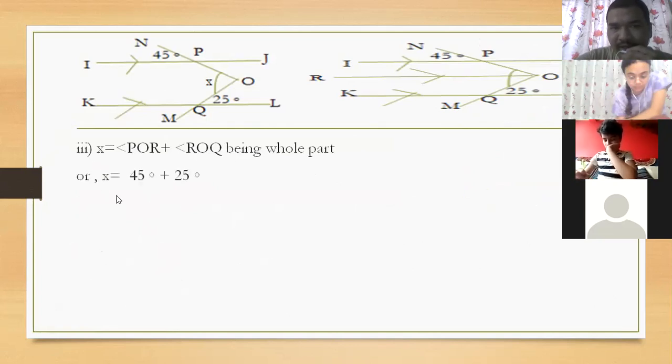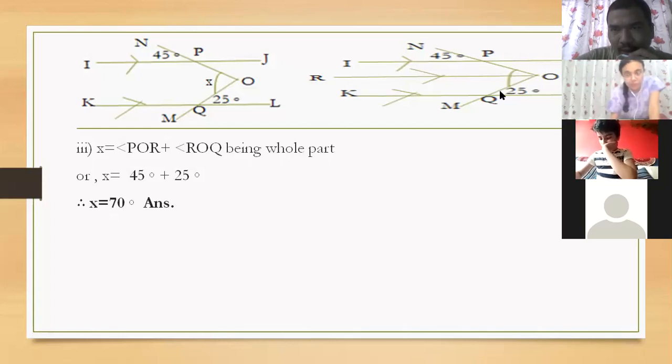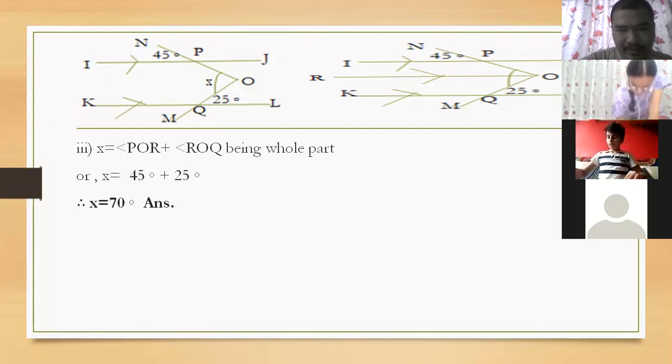Then this will come, third step, 70 degrees, as Tejas has already told the answer. This is called the whole part. When these two parts are added, then the whole part comes. Okay, children? It is known as the whole part axiom. You can also call it the whole part theorem, or you can call it the whole part statement.